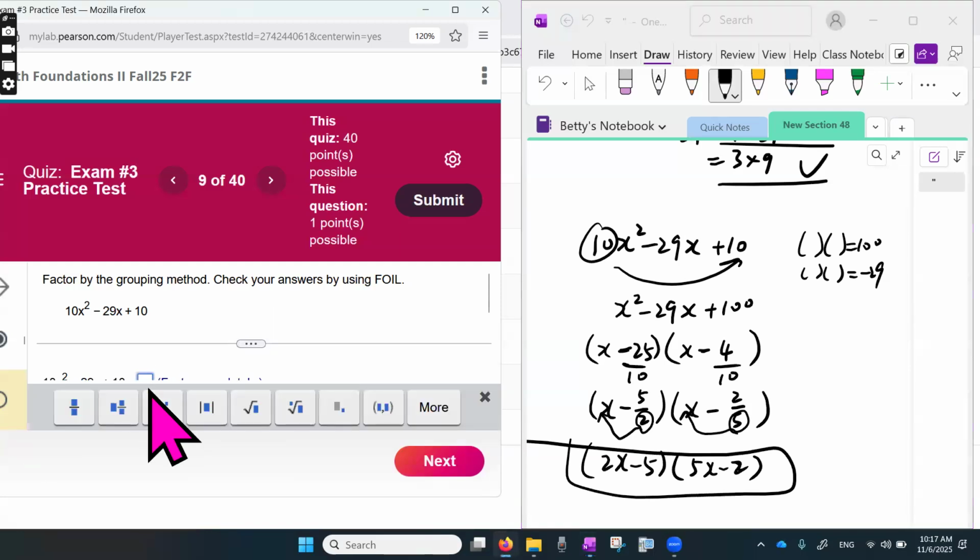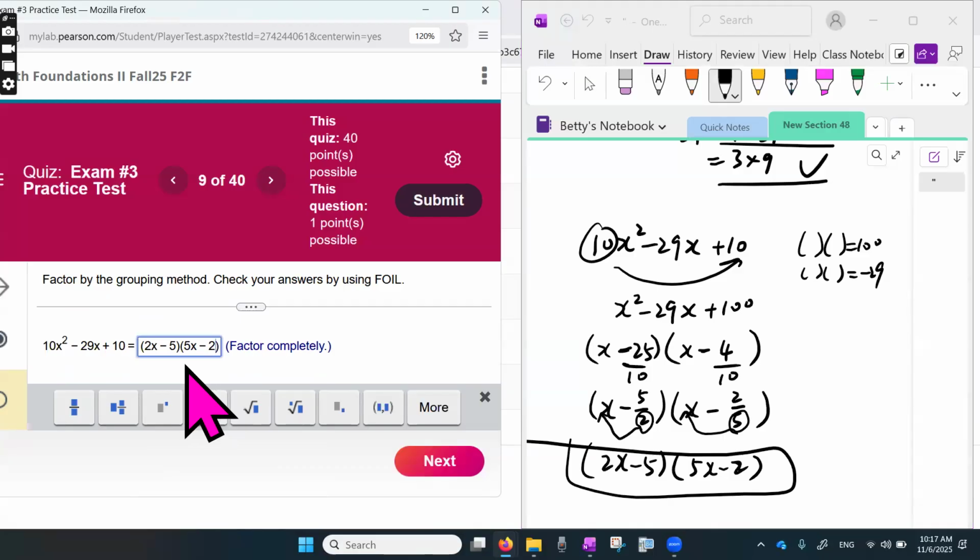Enter the answer here. Yeah, we use the slide divide slide method. 2x minus 5, 5x minus 2.